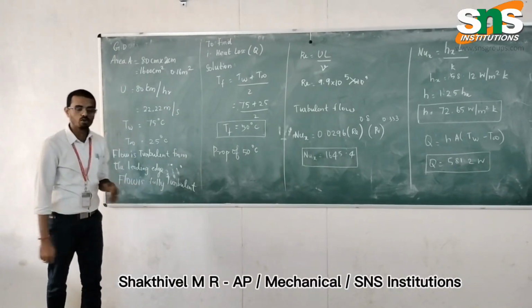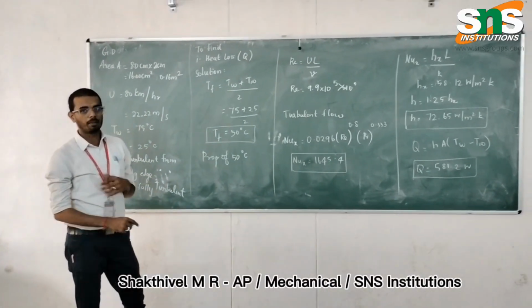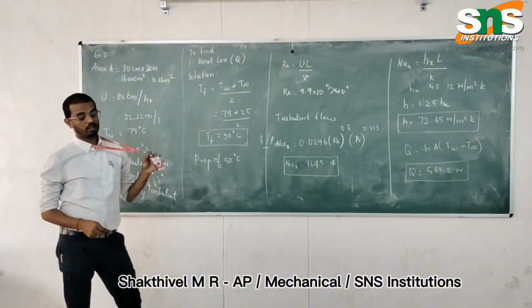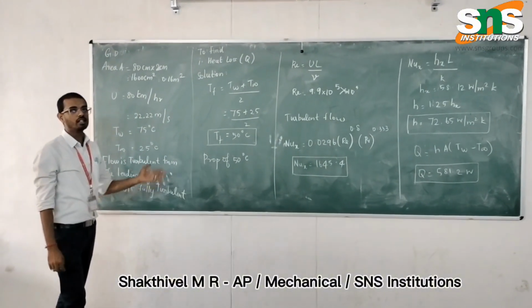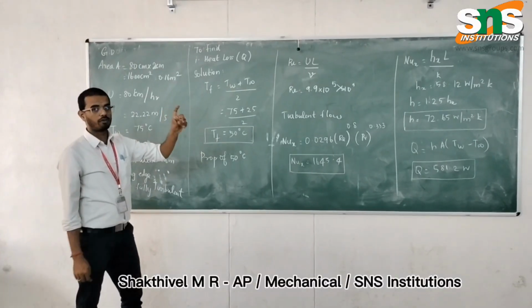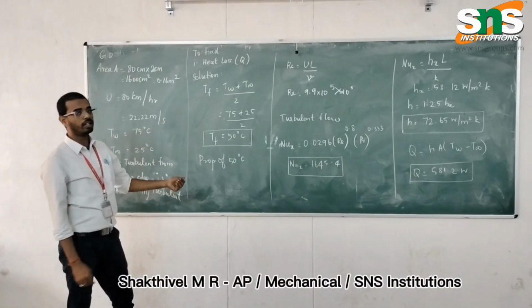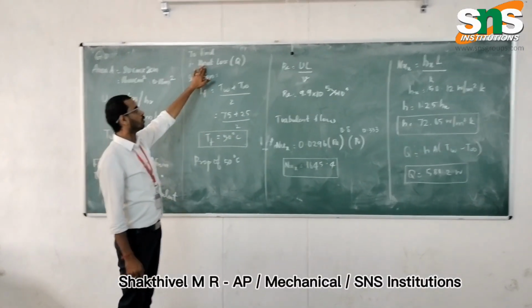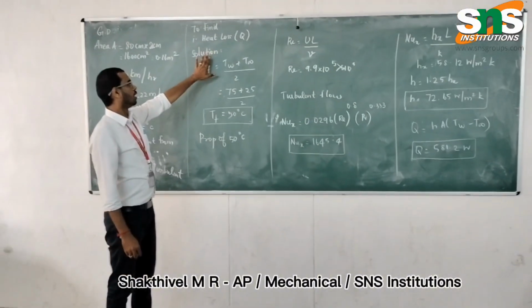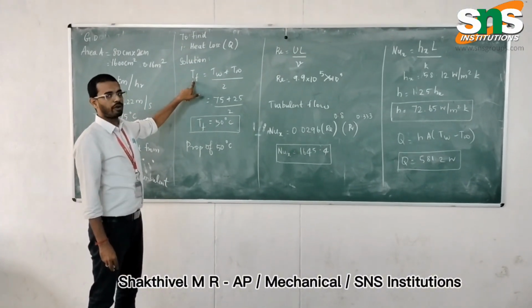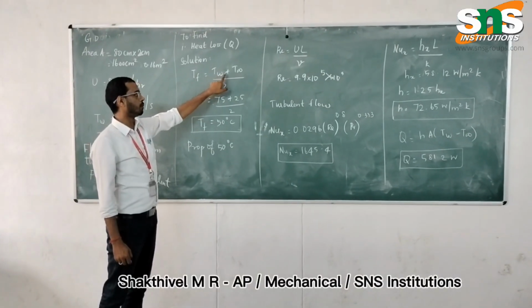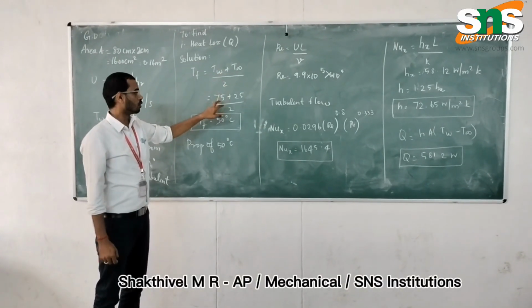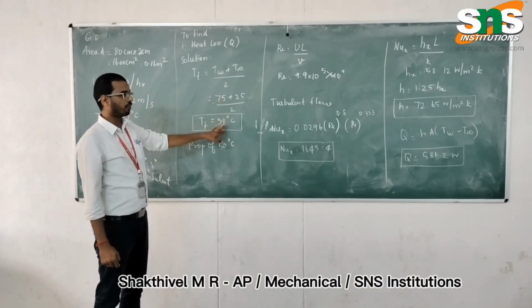We can use the HMT data book, page number 124 of the 10th edition. The fully turbulent flow's values are there. So we will take the formula for this fully turbulent flow. We have to find the heat loss Q. The first step is we have to find TF, that is fluid temperature, that is TW plus T infinity divided by 2. So 75 plus 25 is 100, divided by 2 is 50.